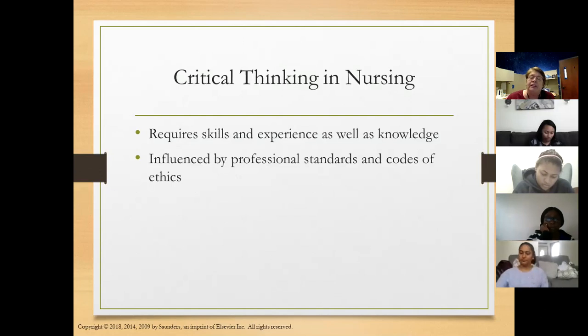So when you graduate from school, you're going to have a certain skill set. You may not have the knowledge or the experience yet to do all of this at one time, but as you get further into your career, you will be able to do it based on your knowledge and your experience. And then we also look at our professional standards and our codes of ethics to see if we're making the right decision.